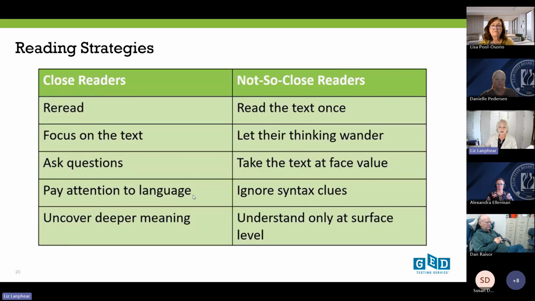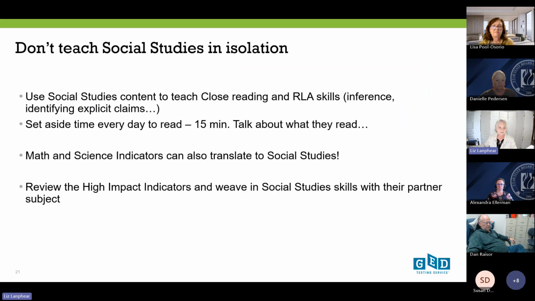Close readers pay attention to language, and then not so close ignore the syntax clues. Close readers uncover deeper meaning, and not so close understand only at a surface level. So we've really got to get these students to dig in deeper on their reading skills and discover that deeper meaning, pay attention to the language, ask questions, focus on the text, and then reread until they really get those nuggets out.